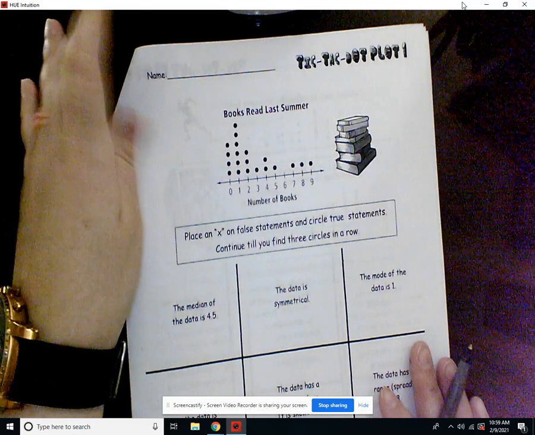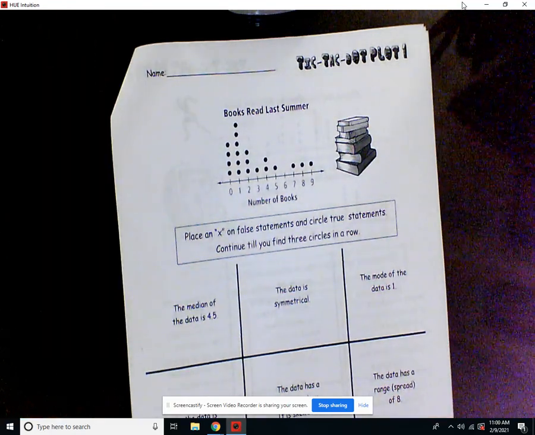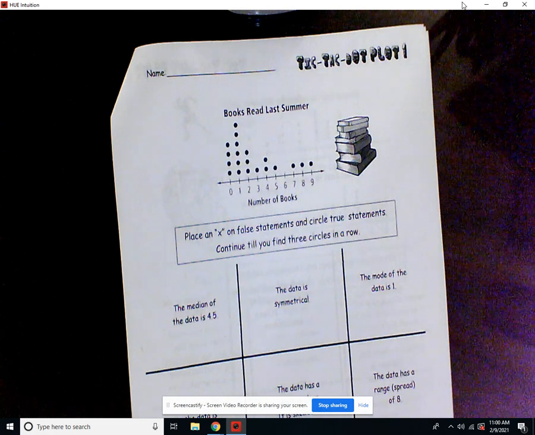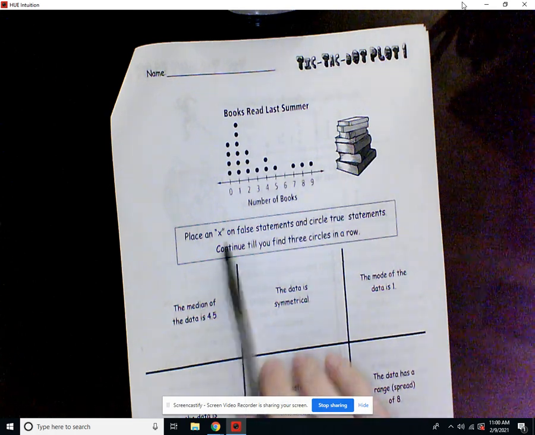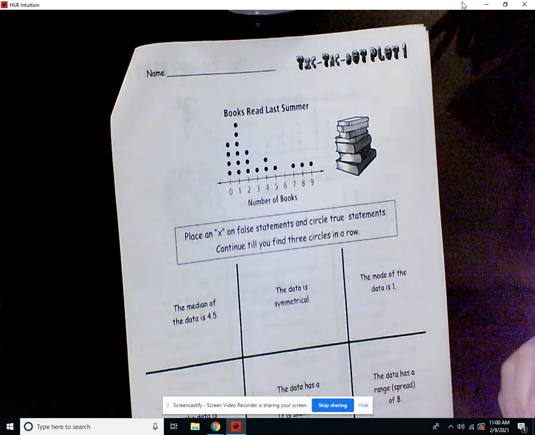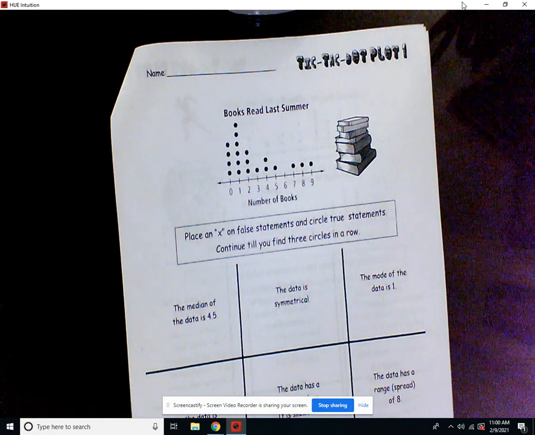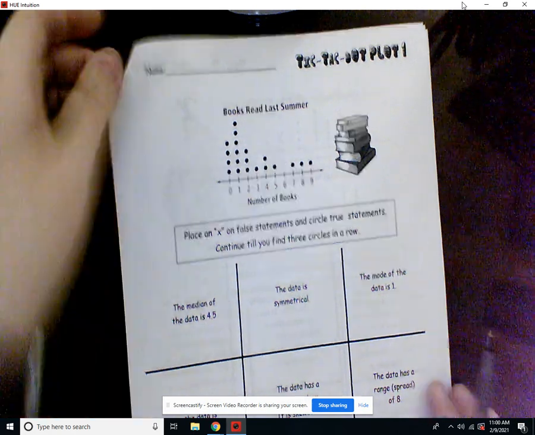So for this next one, we're going to look at dot plots. It's called Tic-Tac-Dot Plot. So that means we're going to put an X on the false statements and then circle the true ones. And then we'll keep going until we get 3 circled in a row. So we're going to go through and just answer all of them, and then we'll end up finding our 3 in a row.